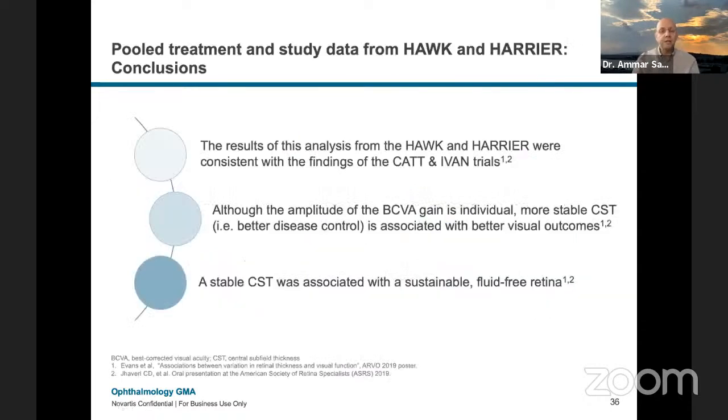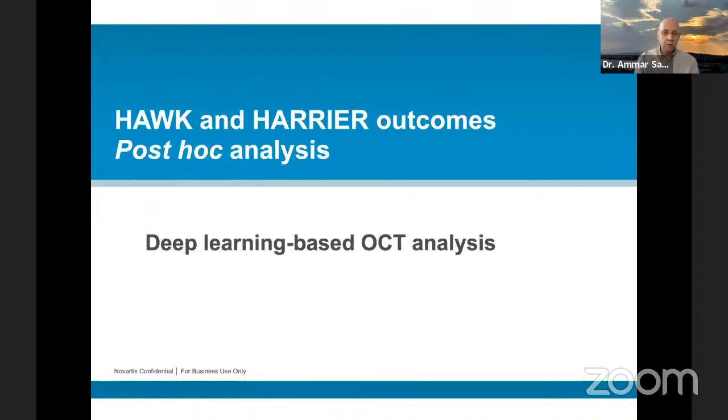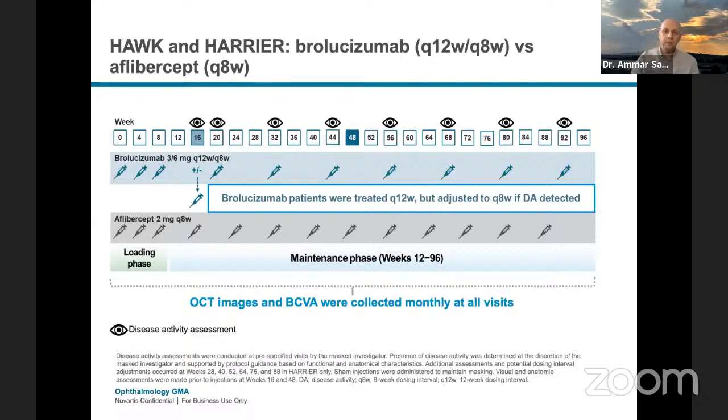So from that, you can actually conclude from looking at this data that you get much better best corrected visual acuity gains if you have lower variation in the center thickness underneath the fovea. And if you have variation, you have fluid. So this has been looked at in Hawk and Harrier and been looked at in Cat and Ivan, and they looked very, very similar in results as we saw. So if you try to look even further, trying to use AI, artificial intelligence, and apply the wealth of data that you get from these studies into the AI, you get quite a bit of information, as we're going to see here.